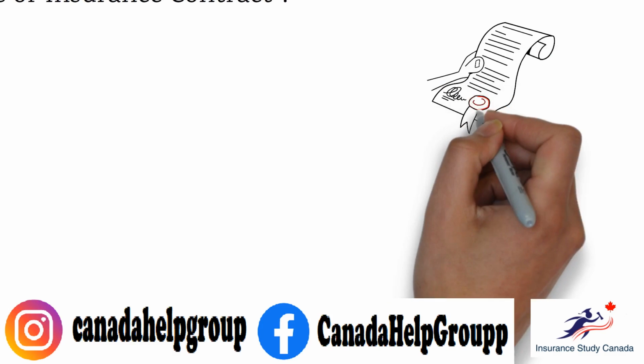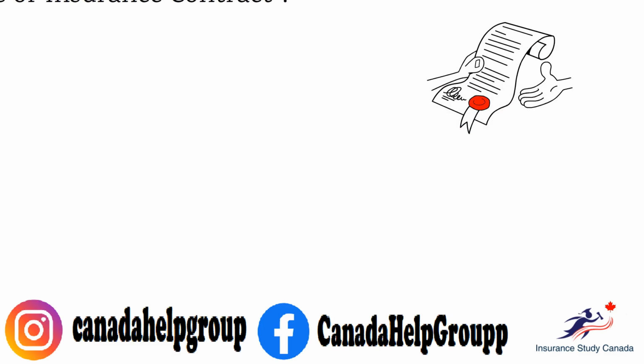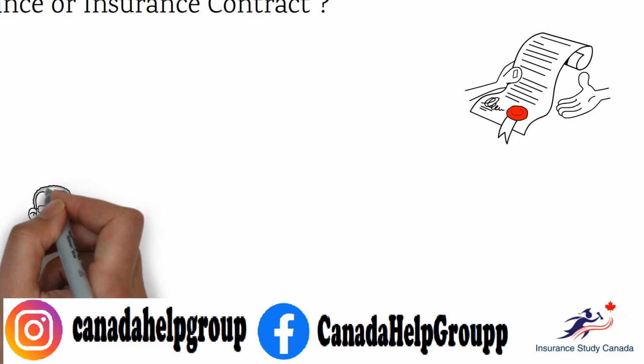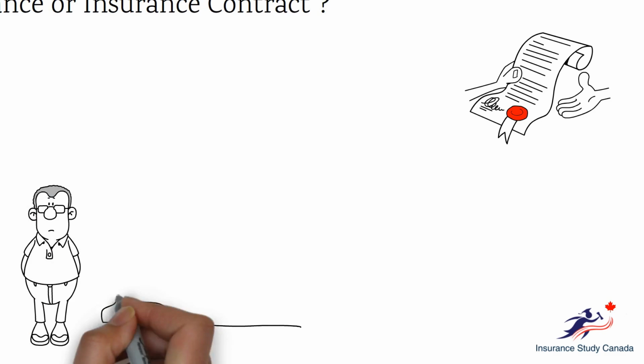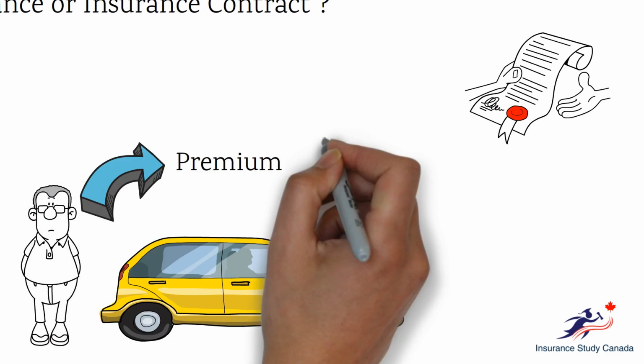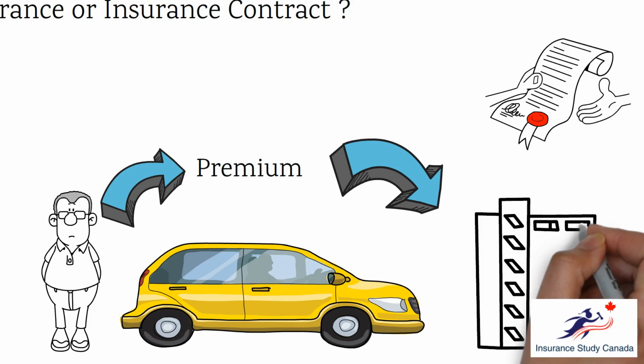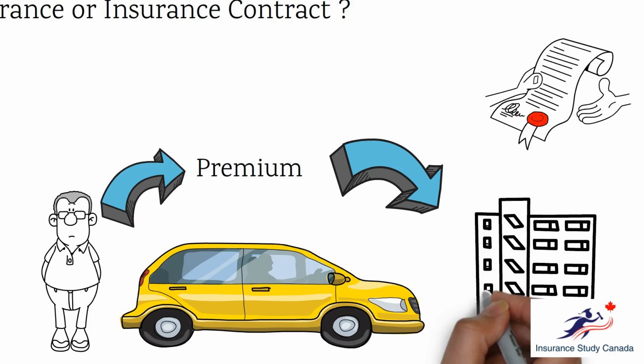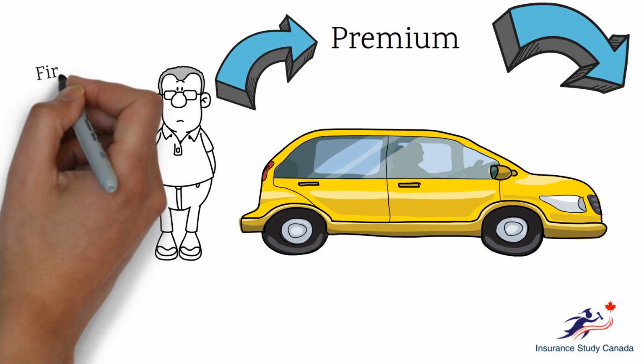So what is an insurance contract or insurance? There is one party who wants to take coverage for his defined subject, suppose for his car, and will pay a premium, and another party agrees to reimburse in the case of any loss or damage or any liability, if the loss or damage has happened due to the specific peril. So who is the first party?